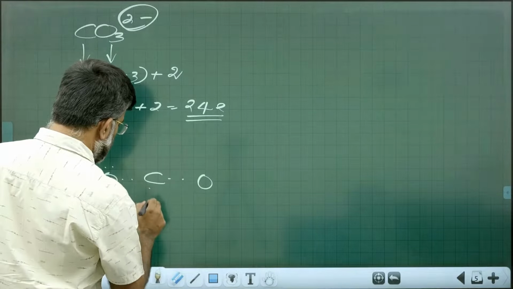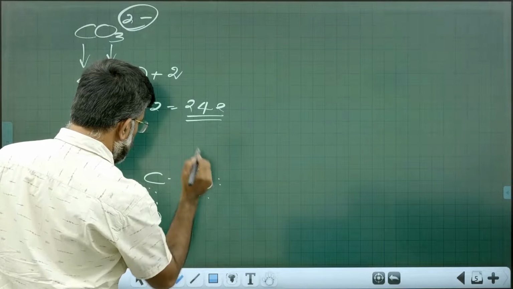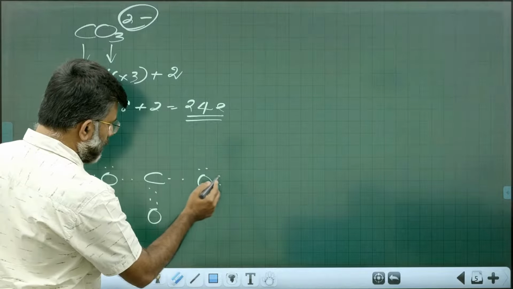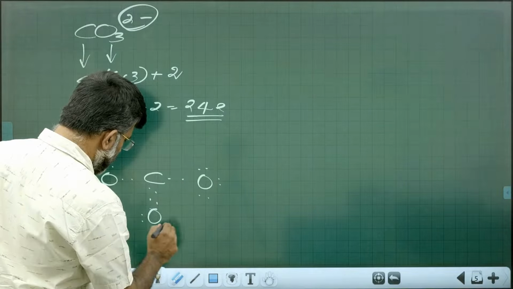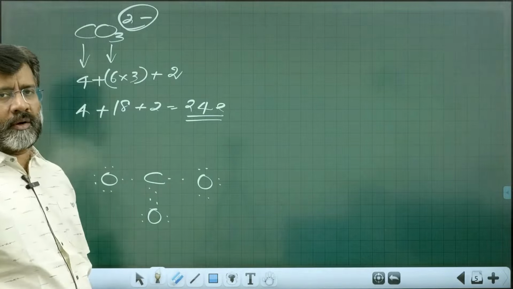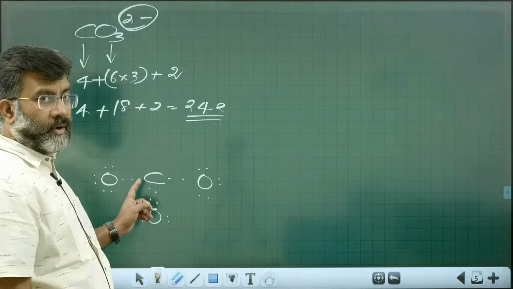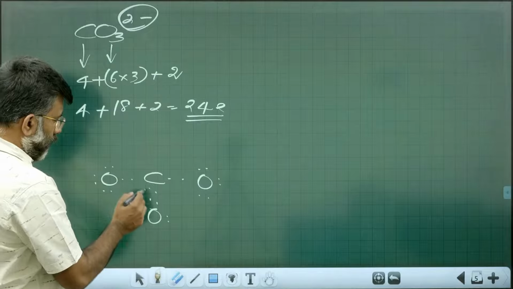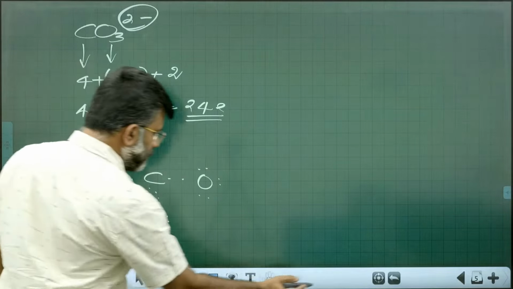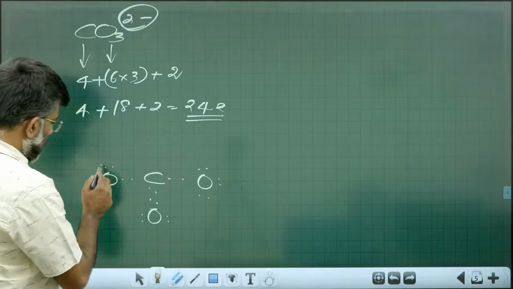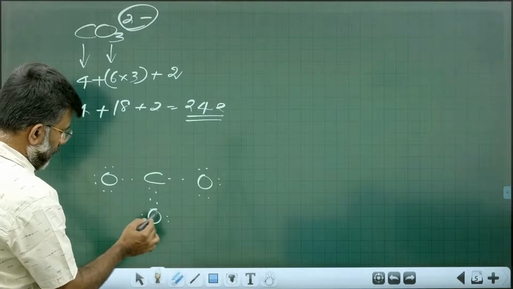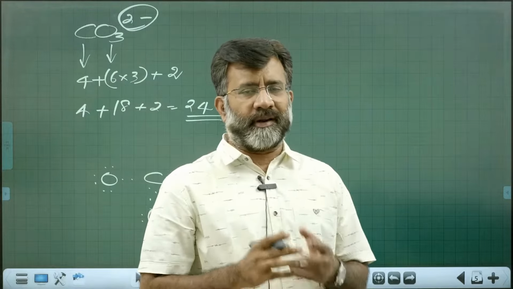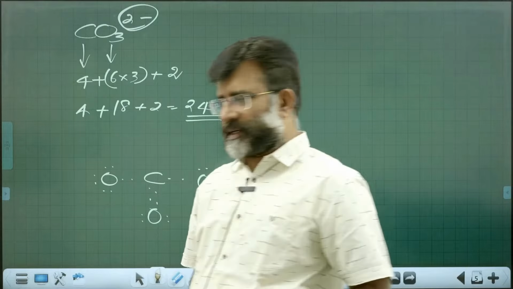You see that 1, 2, 3, 4, 5, 6, 7, 8, 9, 10, 11, 12. There are 12 electron pairs so distributed. That means 24 electrons. 12 electron pairs are distributed in such a way that every atom gets octet. How are they getting octet?